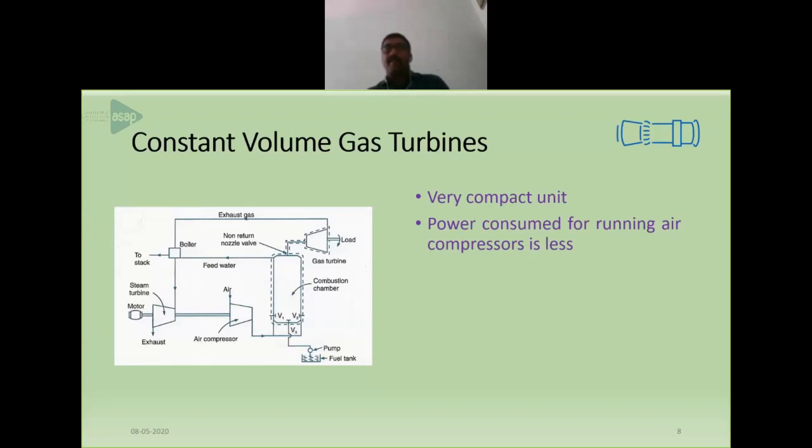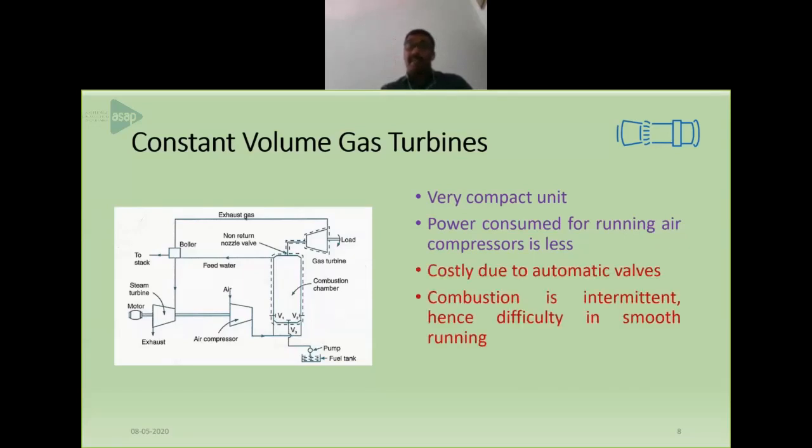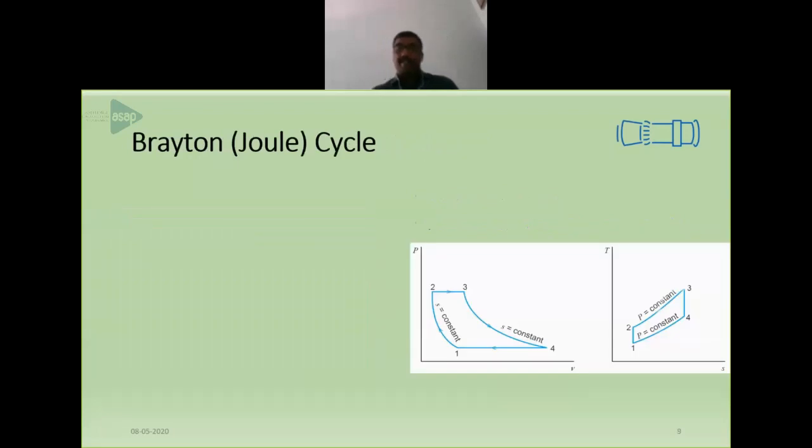The advantages of constant volume gas turbines are that they are very compact. The power consumed for running the air compressor will be less. As I told, only a minimum quantity of air will be taken because combustion is taking place inside the combustion chamber. But they are costly due to automatic valves, and combustion is intermittent, hence there is difficulty in smooth running. Okay, the first two can be considered advantages, but the next two are some of the disadvantages related to the system.